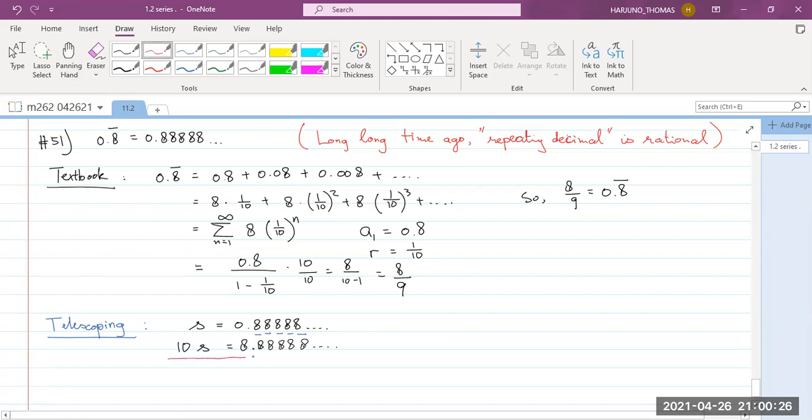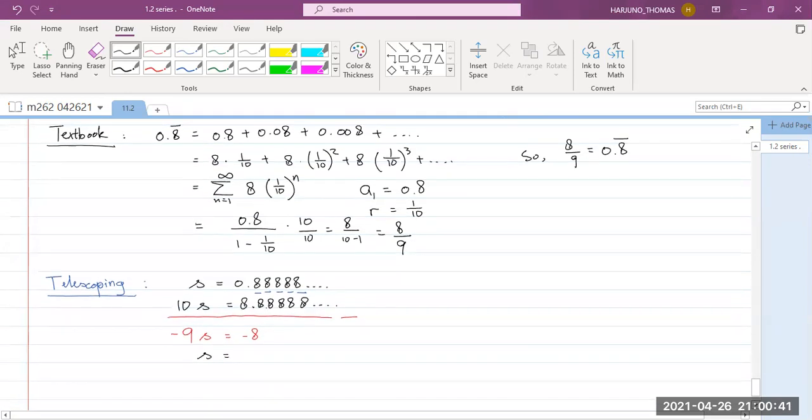Now subtract that. You will get negative 9S equals negative 8. So the sum that we got earlier, which is 0.8888 something, becomes 8 over 9. That's it. End of story. Mickey Mouse.